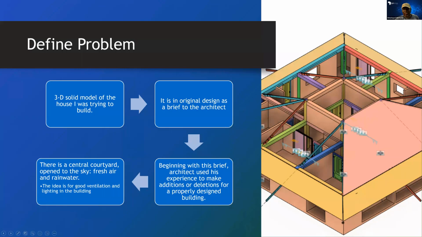I want to start by just showing you a building that I was trying to construct 3 years ago. And here is the 3D solid model of a building I was trying to do 3 years ago. It is in the original design as a brief to the architect. So this is my own idea of what I want the house to look like. And this was sent to the architect.